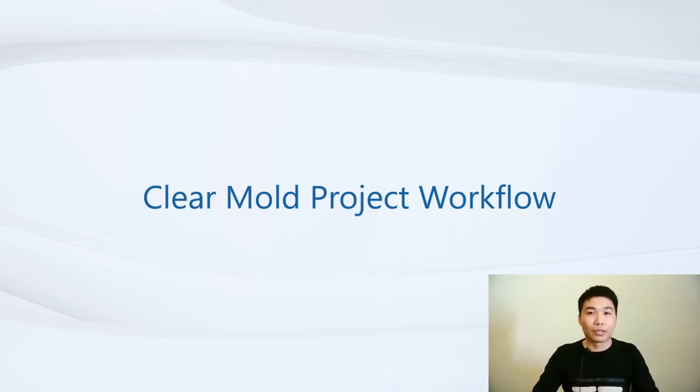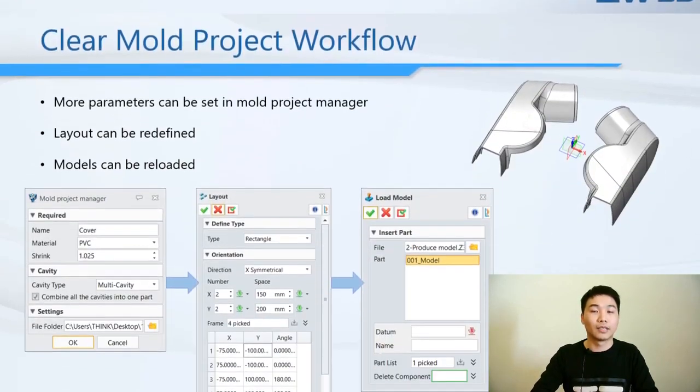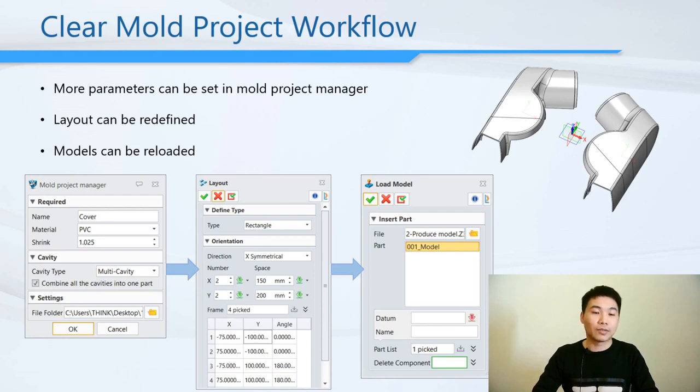When you try to start the mode design, you can create a mode project firstly. In this version, ZW3D offers a lot of parameters in the mode project manager, such as materials, shrink, and also the folder to store the project. In the project, you can define the layout quickly and load different models from external. And this layout and the model can be redefined.